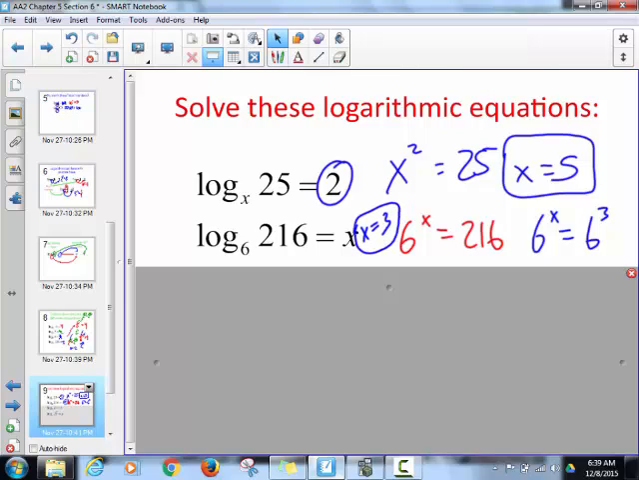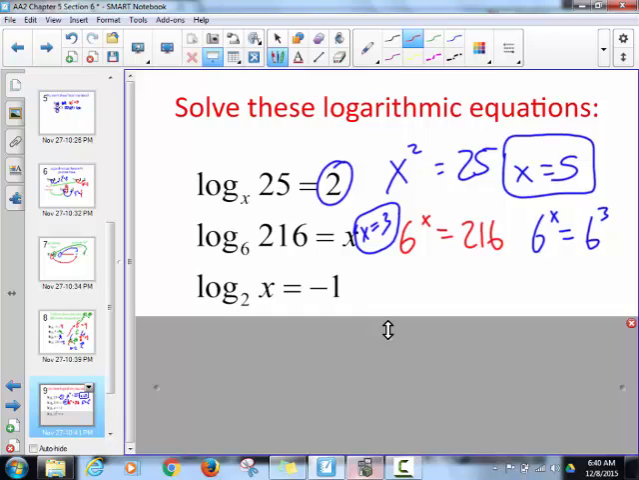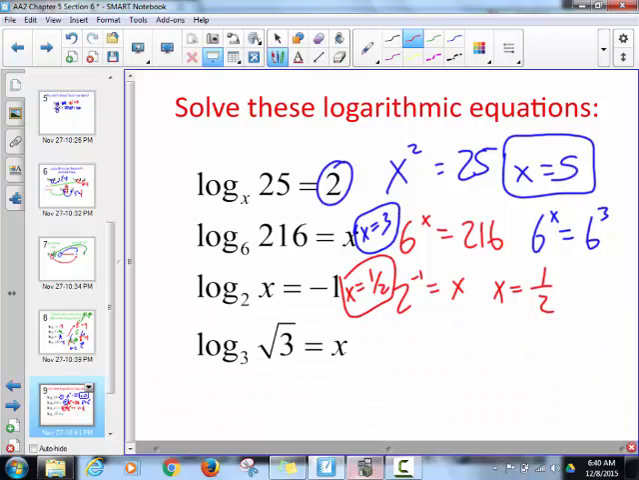And now one I could check. Keep going, so we got 2 to the negative 1 power equals x. Well, I just flip it, and it's 2 to the first on the bottom, so x would equal 1/2. So we basically just want to rewrite these in exponential form instead of logarithmic form.